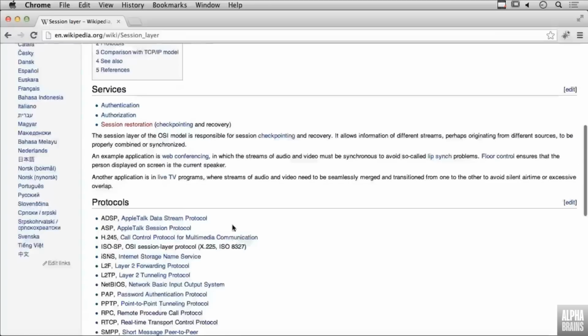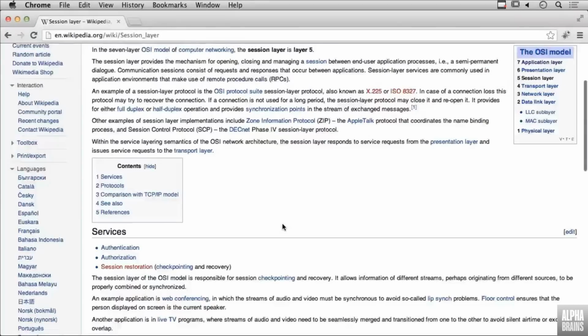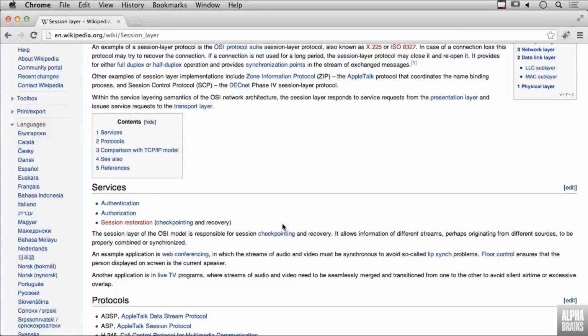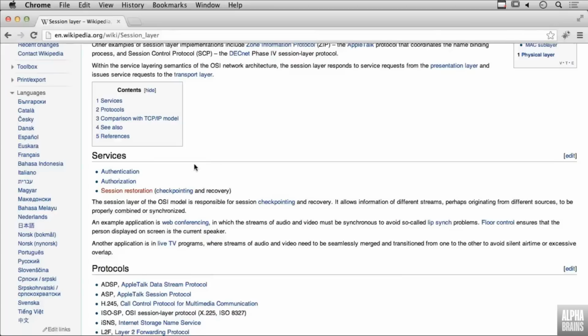Coming up, we'll be looking at some of the different protocols that fit into this layer, but remember, the services that we're really talking about primarily when we're talking about the session layer are things like authentication and authorization, as well as session management, creation, termination, restoration, all of those sorts of things. So that's really what we're talking about when it comes to the session layer.